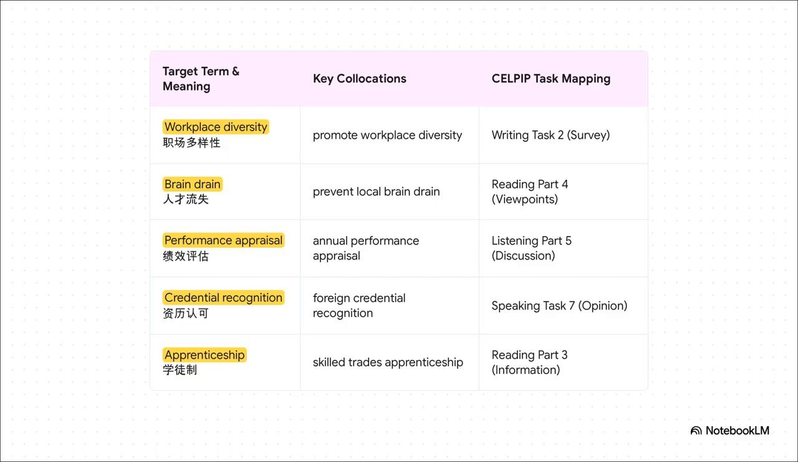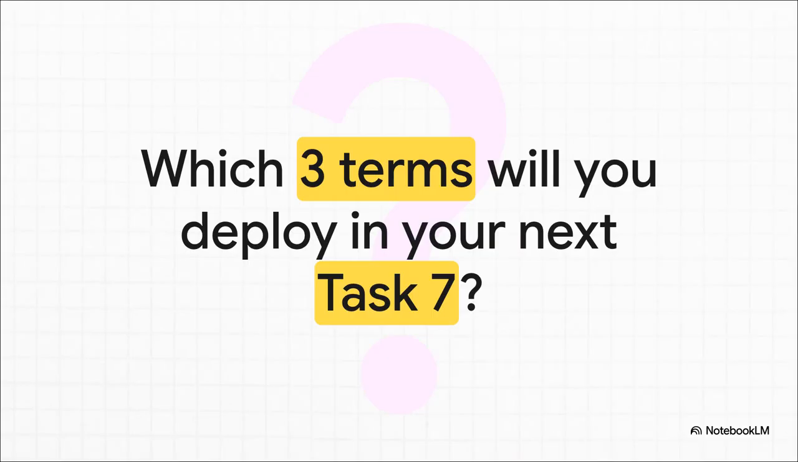Moving on, credential recognition. Credential recognition. 资历认可. A massive theme for newcomers is the hurdle of foreign credential recognition, so definitely use this concept in Task 7. And our final term, apprenticeship. Apprenticeship. 学徒制. Learn about alternative, highly paid Canadian career paths like a skilled trades apprenticeship, which often pops up in reading Part 3. And there you have it.